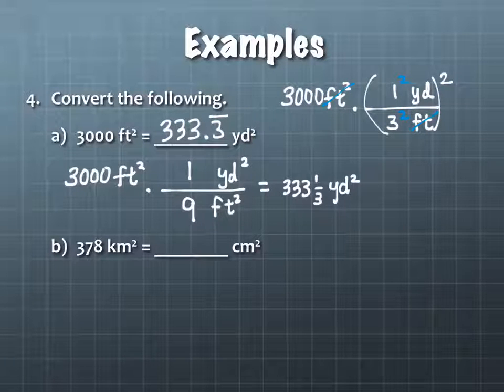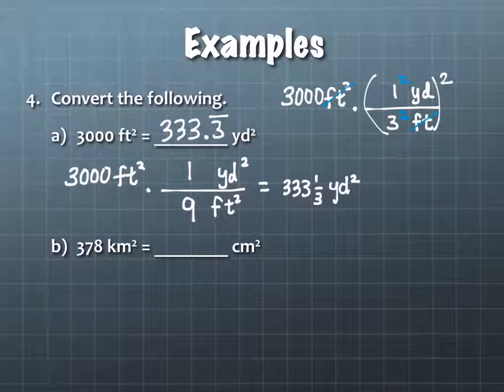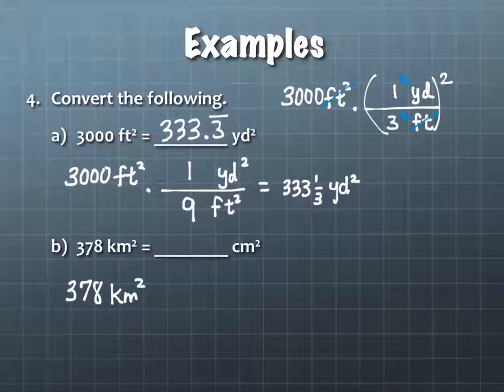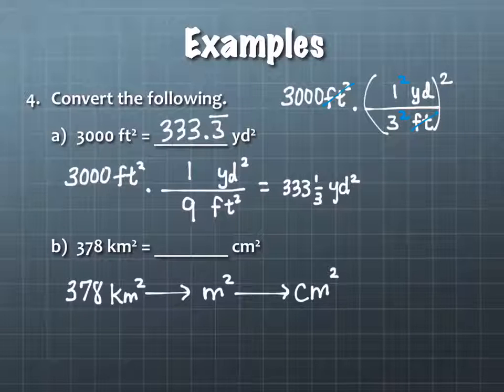This next one down here, again, I'll show you the way that you can do it most directly if you have access to this table and you want to remember the details about square units. We have 378 kilometers squared. And if you want to use that table, what that's actually telling you is that I can take the kilometers and go into meters and then into centimeters, right? Because that's moving across the table.